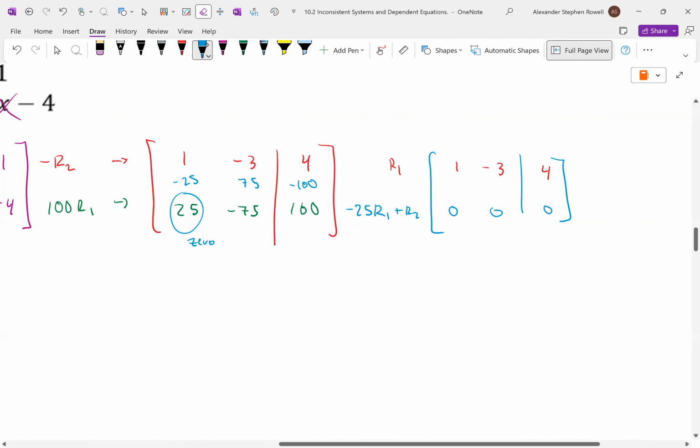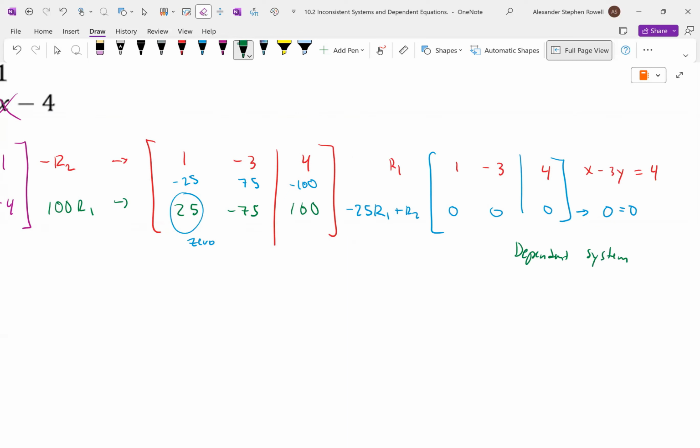So what does that mean? This equation is 0 equals 0. And this equation is x minus 3y is equal to 4. So this is a dependent system. What we found out was both equations were exactly the same. So we have infinitely many solutions. It's a dependent system, but we need to list all those solutions. We call this the dependent variable. The column with the 1 in it contains the dependent variable, and we like to solve for that dependent variable.